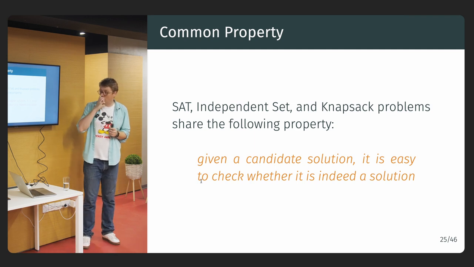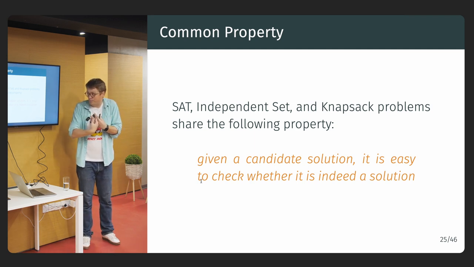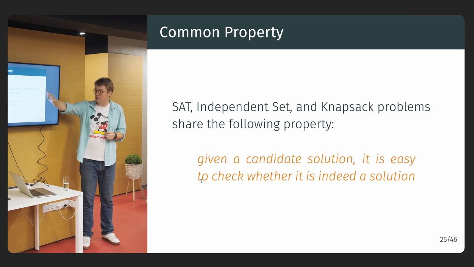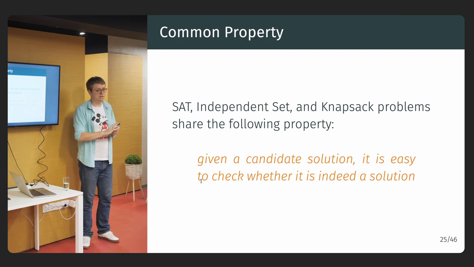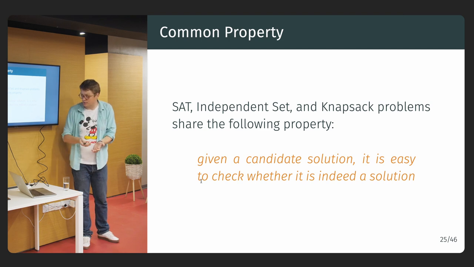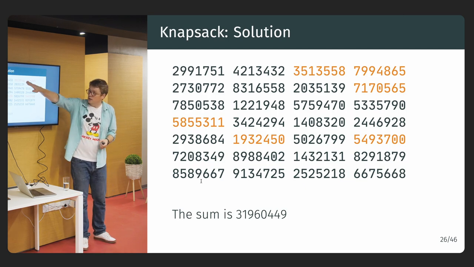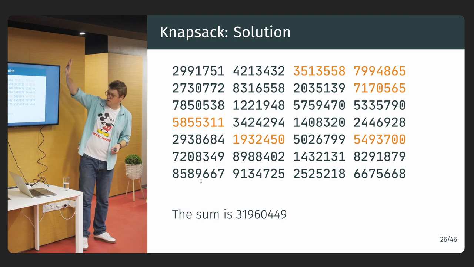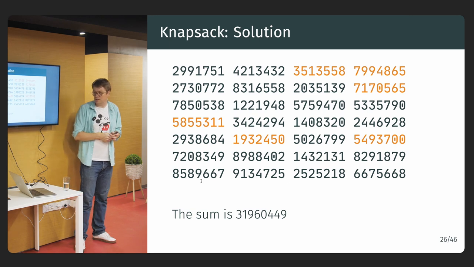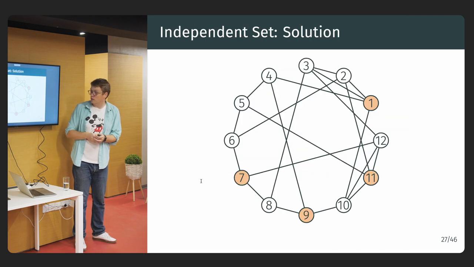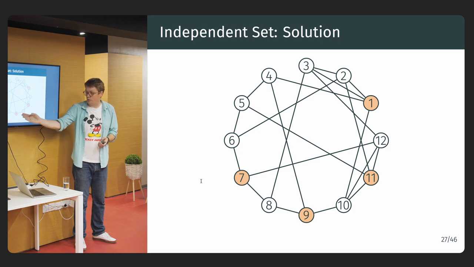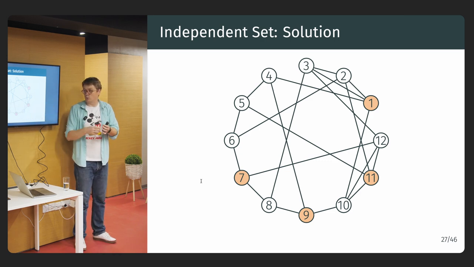What was important for me about introducing these problems is that SAT, independent set and the knapsack problem share the following extremely important property. If somebody gives you a solution to this problem, you can easily check that it is indeed a solution. Let me again show you this on an example. If I claim that the sum of these six numbers is equal to that number, then you can easily check this, probably with a calculator or with your smartphone, right? Also, if I just highlight these four nodes, you can easily check, either by hand or with the help of a machine, that indeed there is no edge between them, right?